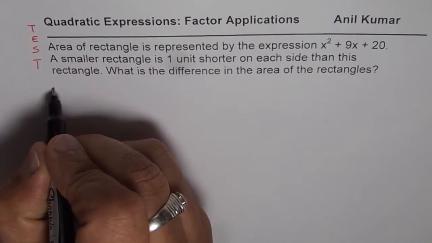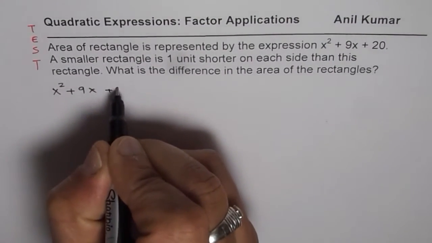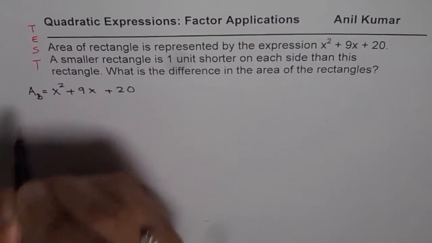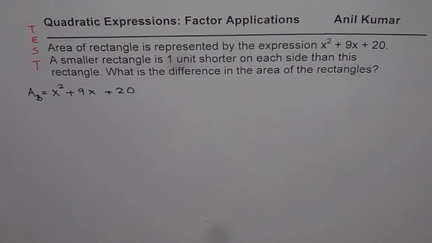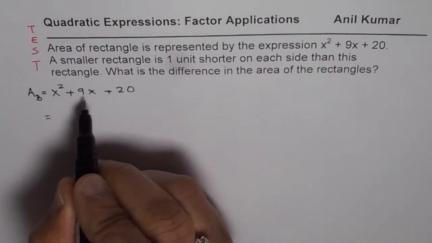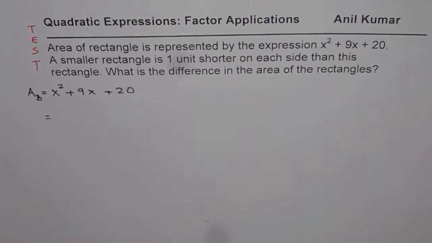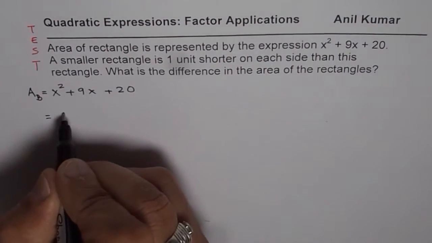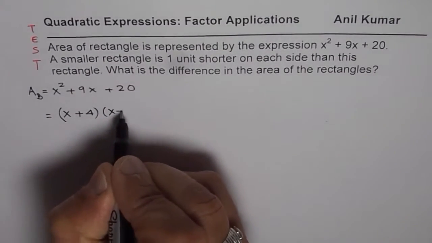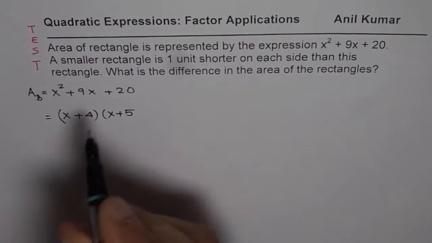The expression given to us is x squared plus 9x plus 20. That is the area of the big rectangle, so let me write area of big rectangle. We could apply product and sum to factor: we need a product of 20 and a sum of 9. Both are positive, so the two numbers which give you 20 are 4 and 5. So we could factor this as x plus 4 times x plus 5, right? That becomes the dimensions for the big rectangle.